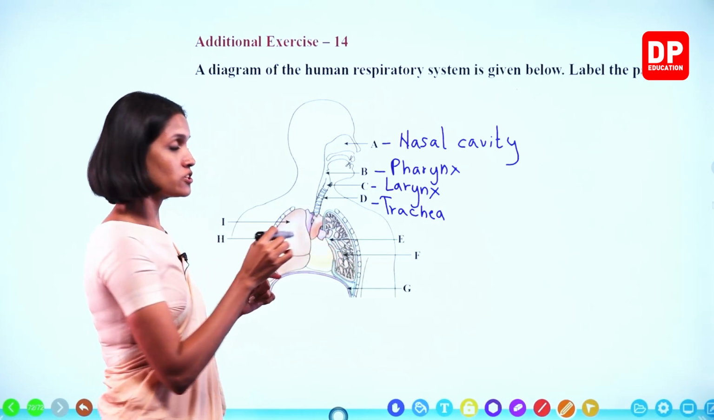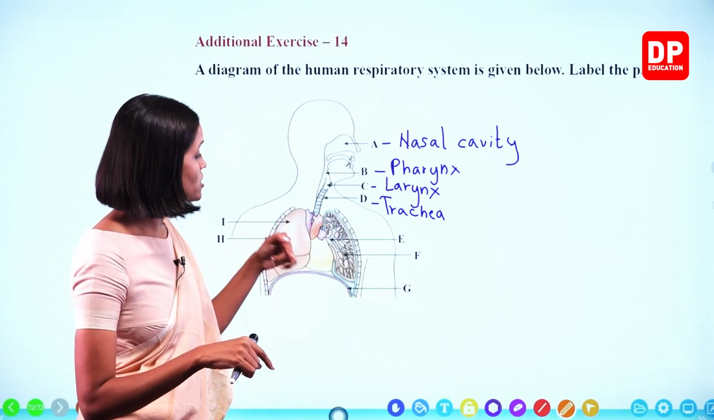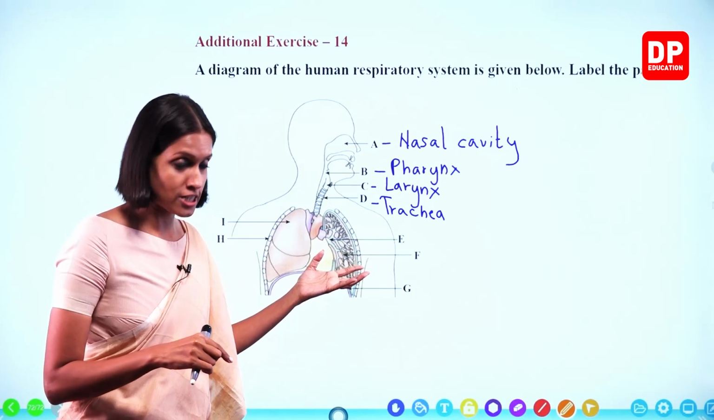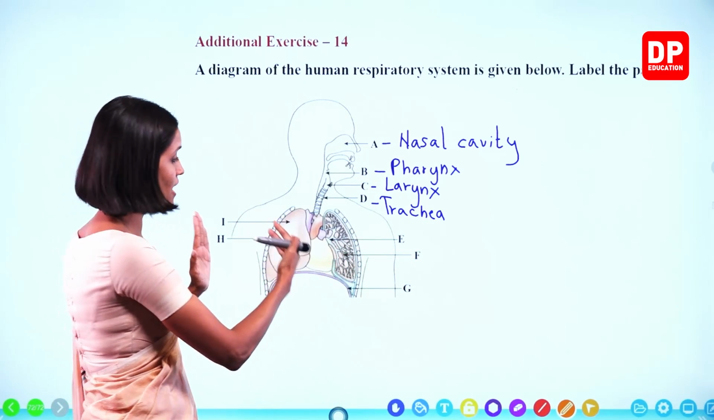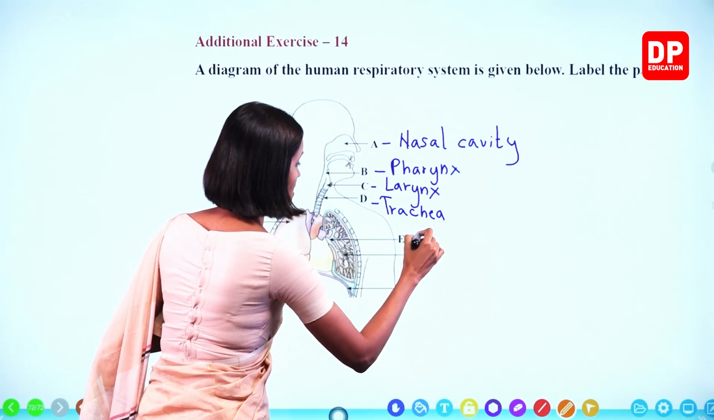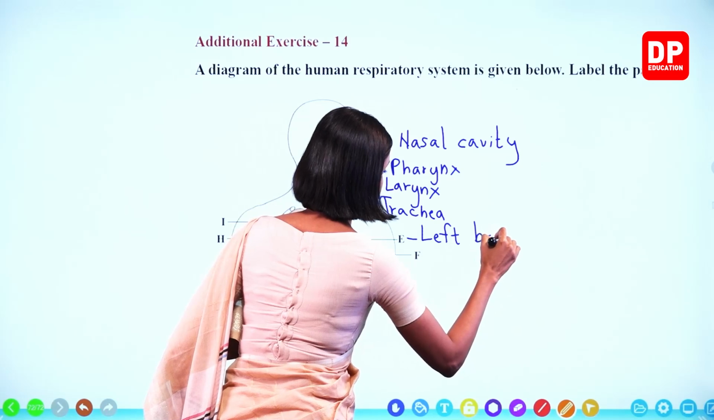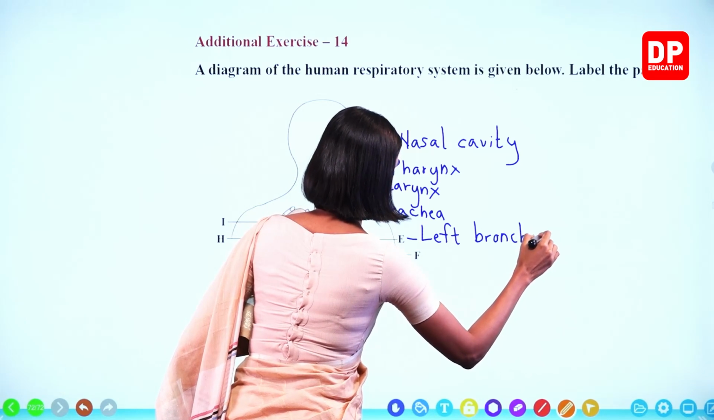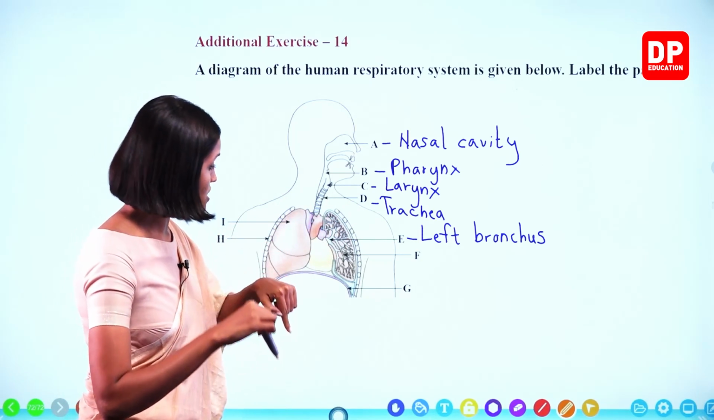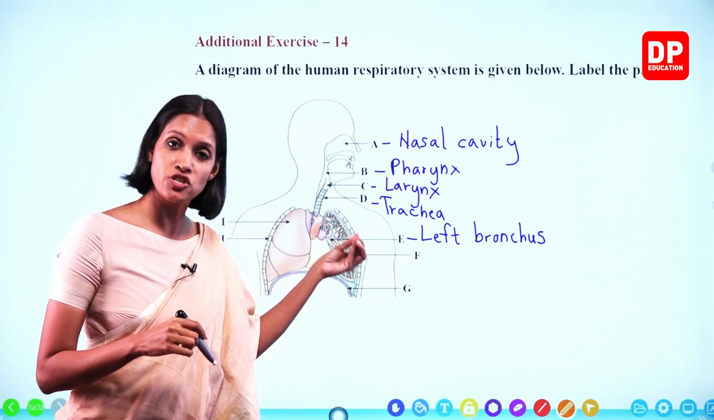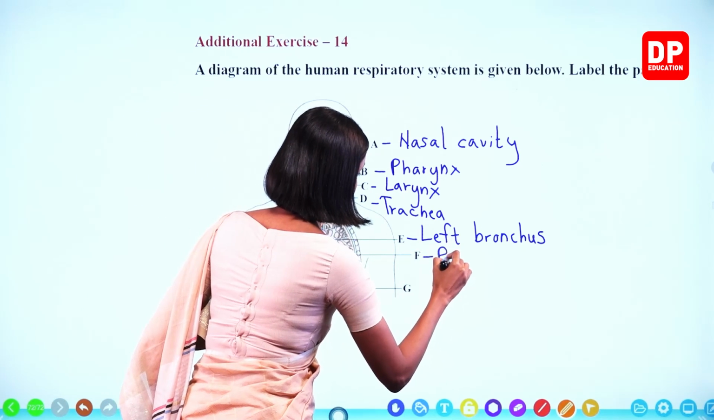E. So the trachea divides into two branches and each branch is known as the bronchus, right? Now this side is the left side, this side is the right side. Therefore, this is the left bronchus. Left bronchus. F. So the bronchi keep on branching further and these branches are known as bronchioles. Bronchioles.